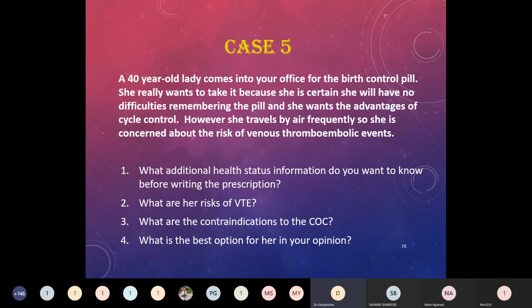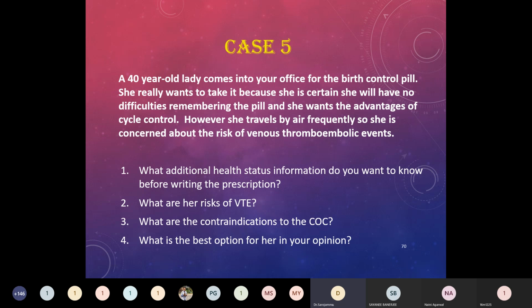She's 40 years old, so we should ask her about a history of smoking. Her BMI has to be taken into consideration, and history of diabetes, hypertension, and all the indications and contraindications for combined oral pills have to be considered. And if she is very adamant, she is an ideal candidate for LNG-IUCD because it will take care of her perimenopausal hormonal problems, and she can opt for HRT later.